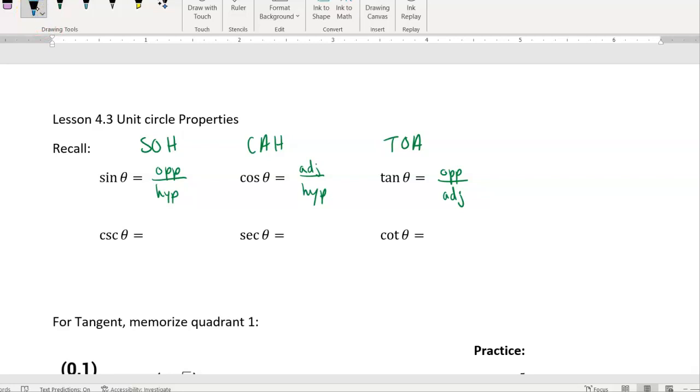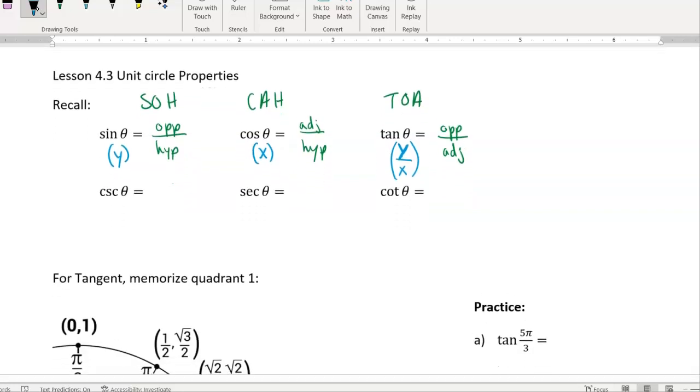Now, from the unit circle, remember we learned that the order, just like the ordered pair x and y, is that the cosine is your x values, sine is your y values. And the relationship on the unit circle is that the tangent function is always going to be y over x. So for right now, that's what you need to know as far as the unit circle, is that the tangent function is the y value divided by the x value.